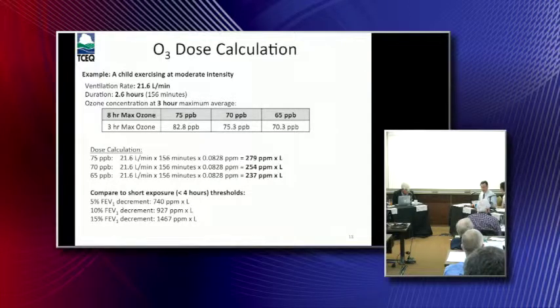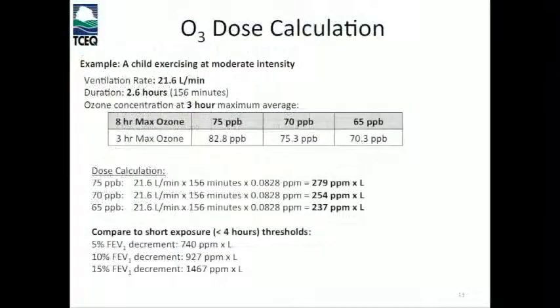It should be 75.3 and 70.3. Yes, thank you very much. That's completely correct. Where's the typo? Sorry, I've still lost it. Under the dose calculation, there are 3 lines. There's 75 parts per billion, 21.6 liters per minute times 156 minutes times 0.0828 parts per million. And then the 2 lines below it are also 0.0828 parts per million, and those should be the different concentrations. Okay, so we'll make sure that gets corrected during the break. Yeah, the answers are still correct. It was just a copy and paste thing.